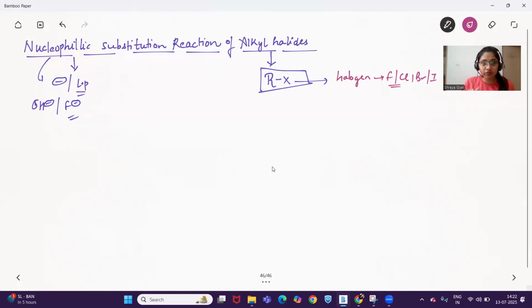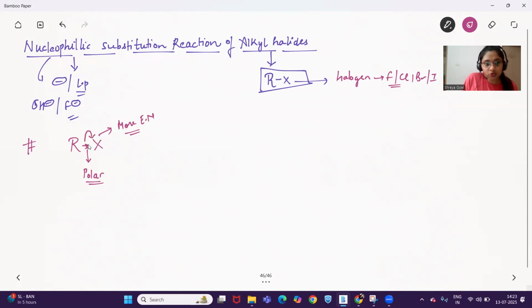First of all, we will see the basic step of this reaction. As you can see, there is a bond between the carbon and the halogen in alkyl halide. So the RX bond is polar in nature, right? As you know, the halogen X is more electronegative than R, than carbon. So it pulls the electron towards itself.